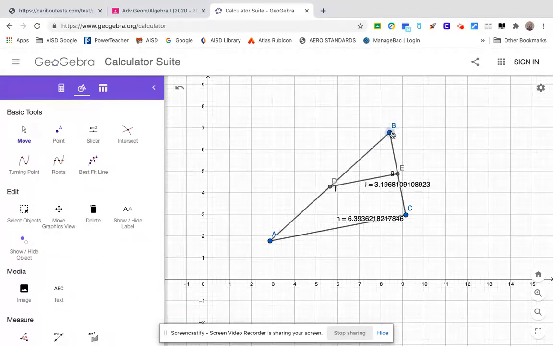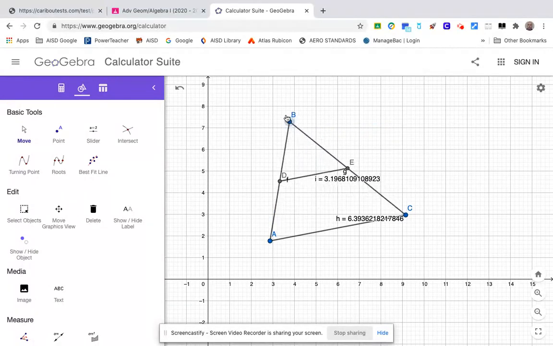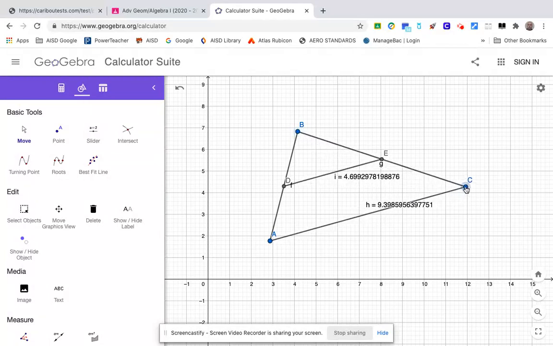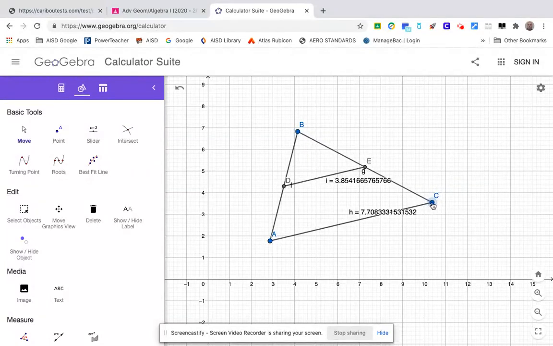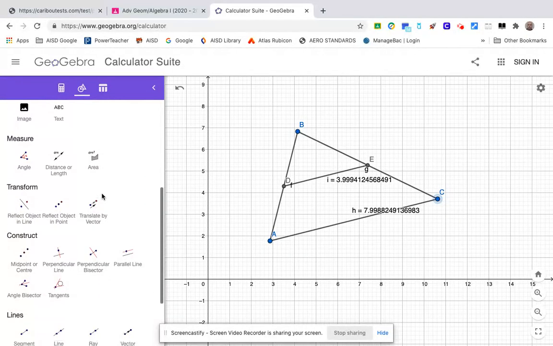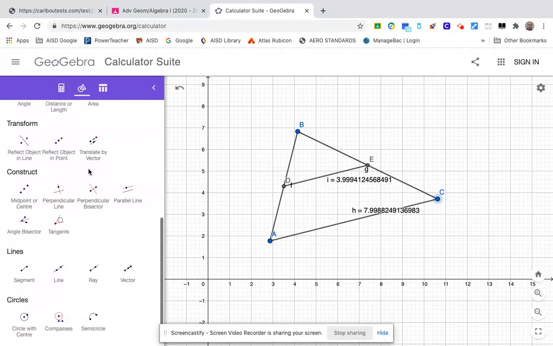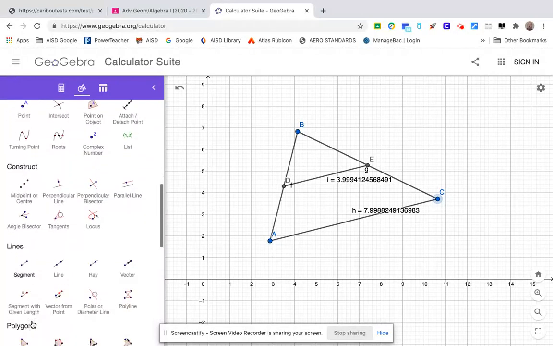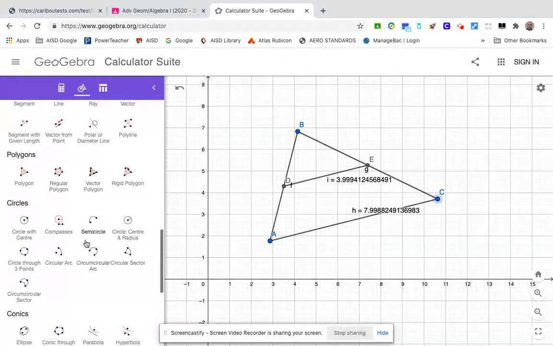We can move it around. If we move B around, let's move C. Let's see if the number has changed. Yeah, we notice that it's always twice. The question is, are they parallel? How do we determine parallel? Do we have a tool to determine the slope of the line? No, we can't figure out slope.